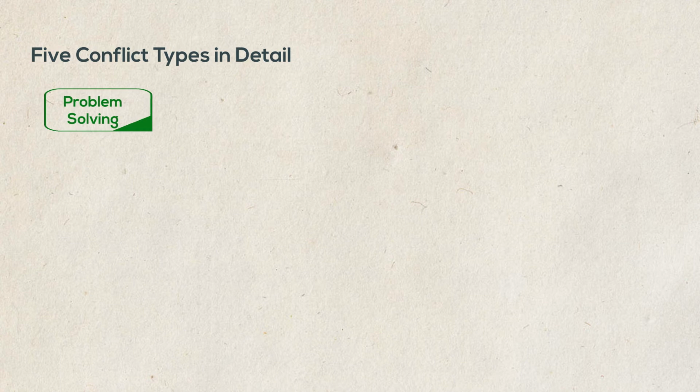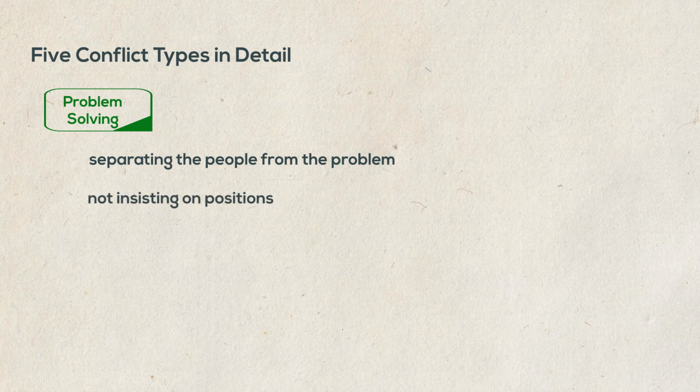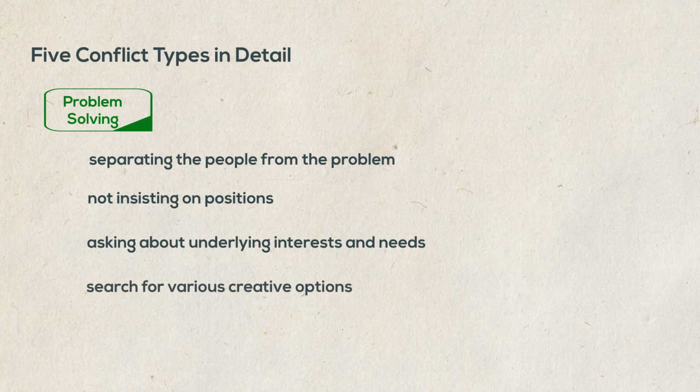Problem solving. Problem solving is the creative search for solutions that are likely to maximize returns for all sides. This behavior is characterized by separating the people from the problem, not insisting on possessions, but asking about the underlying interests and needs. In this search for solutions, creative options are sought and objective criteria are used to make decisions. Let's have a look at Mr. Alexander and a situation where we can observe problem solving.